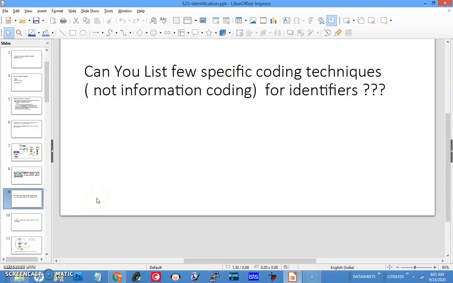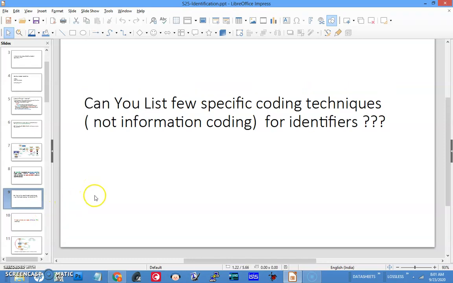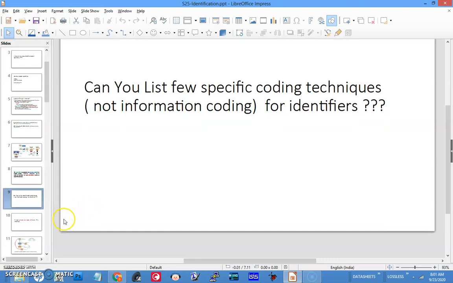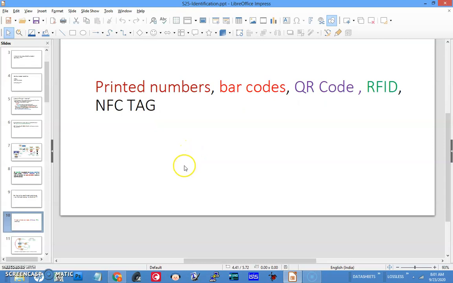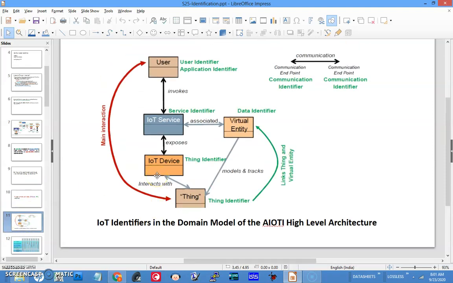You might have seen identifiers on a lab computer, isn't it? So they tell you which campus it belongs to, which Amrita campus, in Amrita Coimbatore campus, which hostel does it belong to, in hostel which room number, which respective Bhavana numbers, everything will be there. So you can go ahead with printed numbers, barcodes, QR code, RFID, NFC tags and so on for identification. So according to AIoT high-level architecture, this is what they envisage with the identifiers and use.